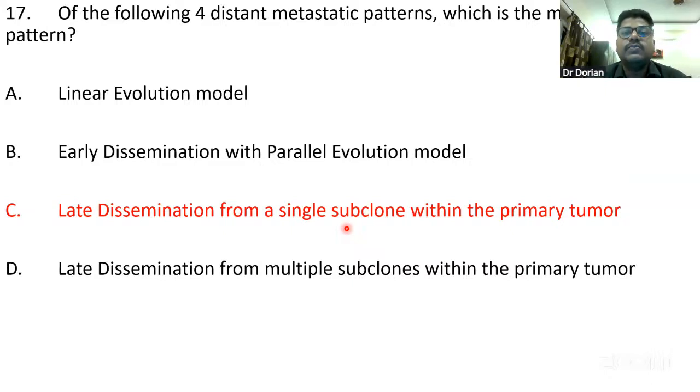How to explain this phenomenon? I've seen multiple cases like this. Initially HER2 positive, ER/PR negative. After some time, with recurrence or metastasis, the entire IHC picture changes. So initially, cancer develops from a single subclone. It is monoclonal. Later, it becomes polyclonal. So the answer is, of the 4 distant metastatic patterns, late dissemination from a single subclone is the most accepted pattern.